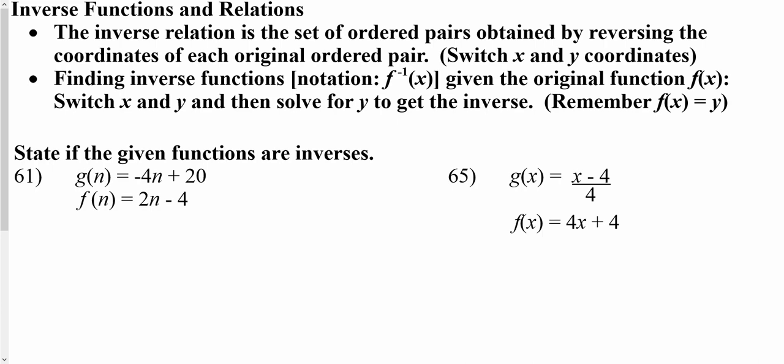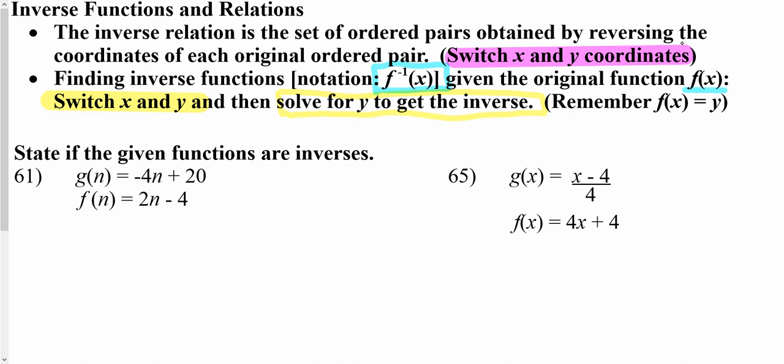Now, once again, if you are trying to find your inverse, you need to switch x and y. Then you need to solve that for y. And then your function notation is written like this, if you had an f of x. Now, if you were just dealing with ordered pairs, to find your inverse for ordered pairs, you just switch the x and the y coordinates.